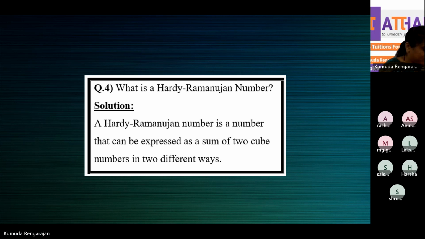Ma'am, there is a mathematician named Hardy-Ramanujan, right? Hardy is a different person, Ramanujan is a different person. The Hardy-Ramanujan number is named after these two great mathematicians, Hardy and Ramanujan.